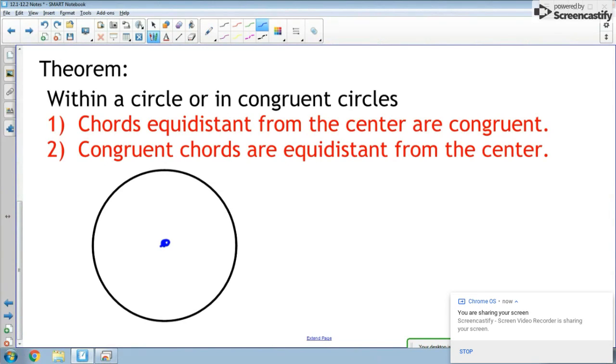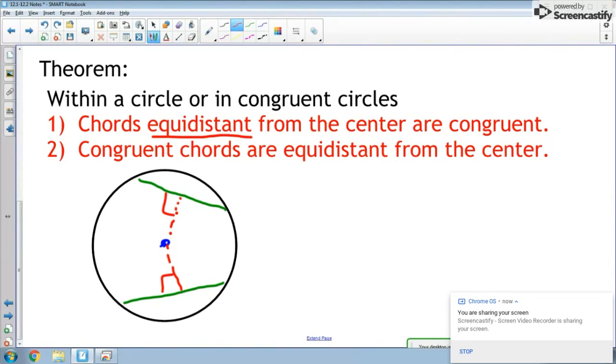So how do we know if something is equidistant? Well, I guess what we'd have to do is measure a 90-degree angle off of it. So let's just draw in two chords here. This chord right here and this chord right here. So what we'd have to do is find where the chord is perpendicular to the center. And that's going to be your shortest distance. So that's what they mean by the equidistance.